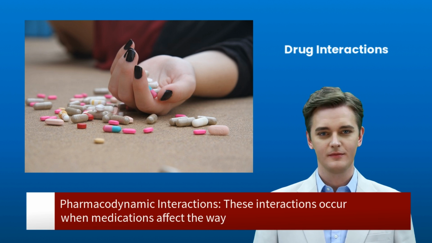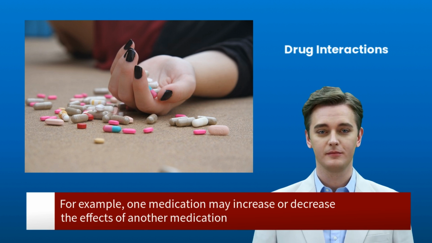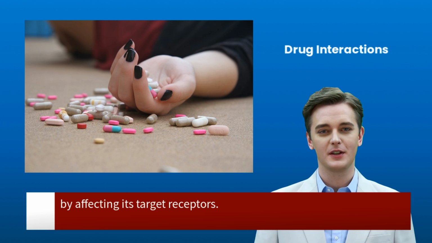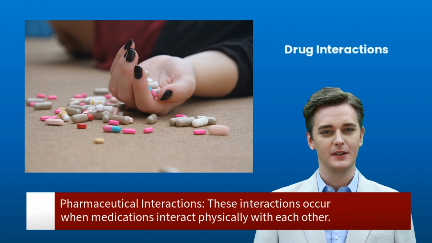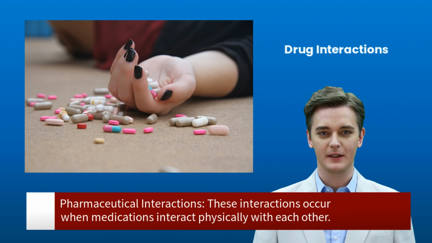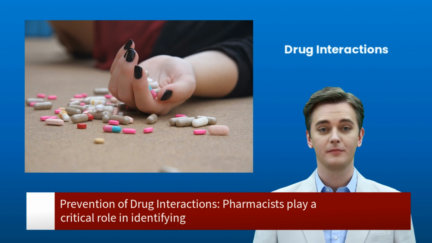side effects. Pharmacodynamic interactions. These interactions occur when medications affect the way other medications work in the body. For example, one medication may increase or decrease the effects of another medication by affecting its target receptors. Pharmaceutical interactions. These interactions occur when medications interact physically with each other. For example, two medications may not be compatible when mixed together in a solution.